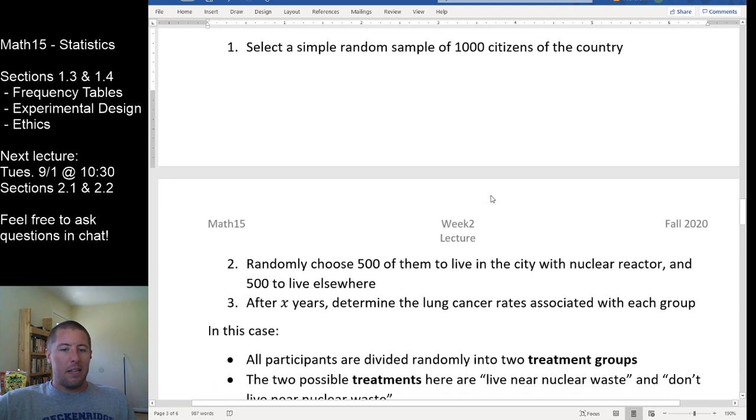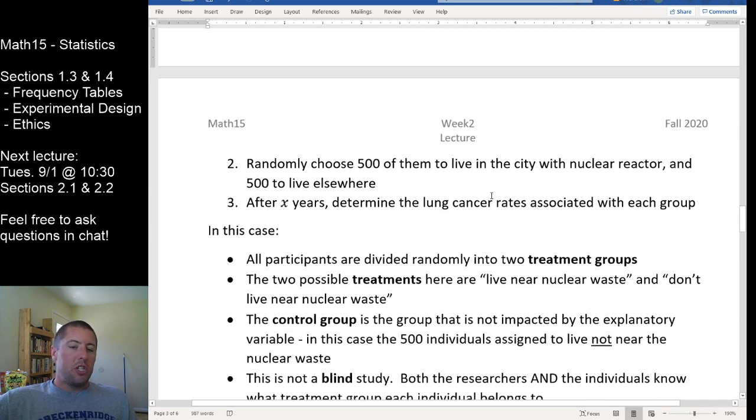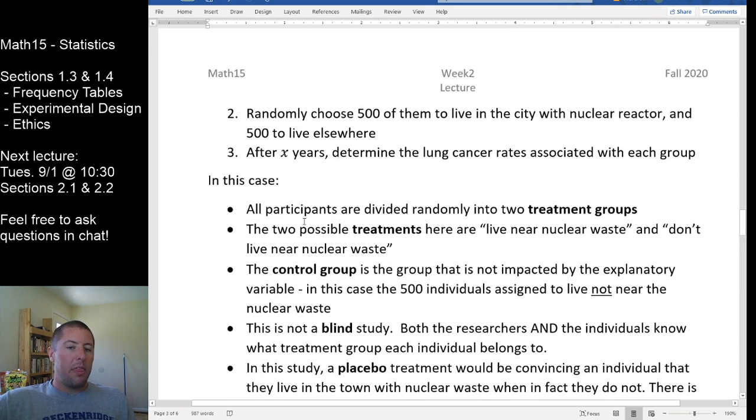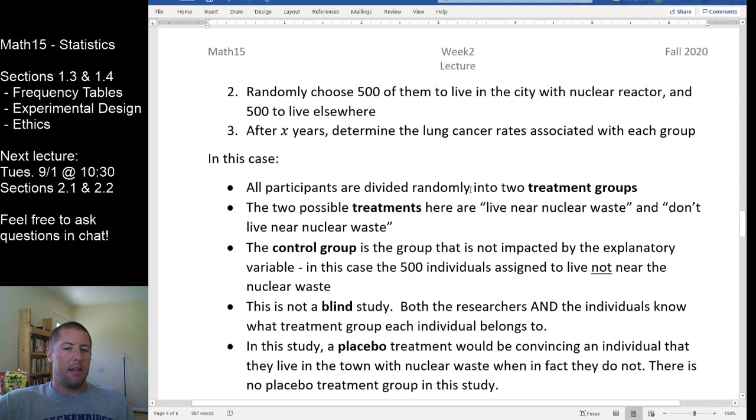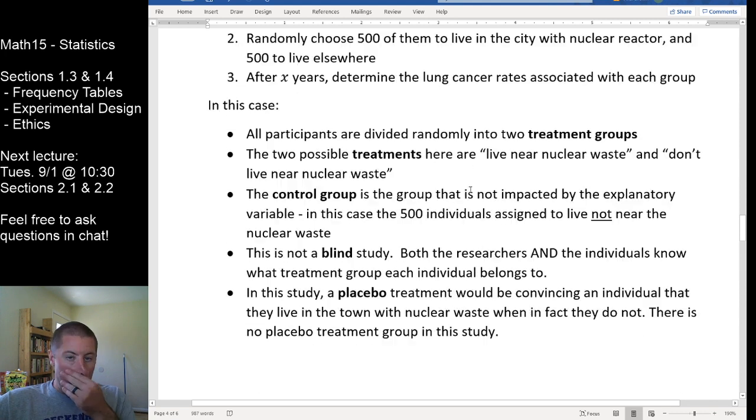So in this case, what did we do? Well, we took all of the participants, all 1,000 participants, the entire sample, and divided them randomly into two treatment groups. The two treatments that are being applied to each individual experimental unit in the study are: you either live near the nuclear waste, or you're given the treatment of don't live near nuclear waste. Those are the two treatments that are being given.